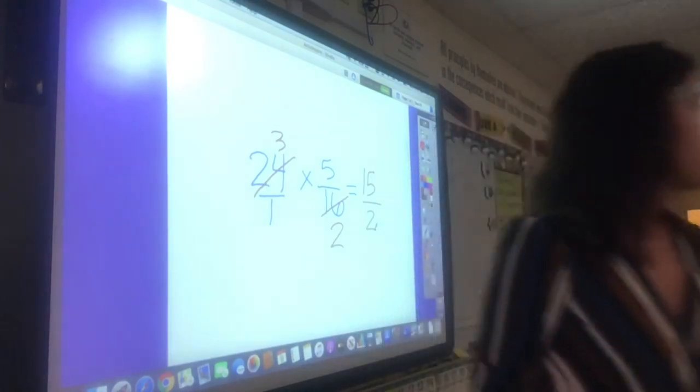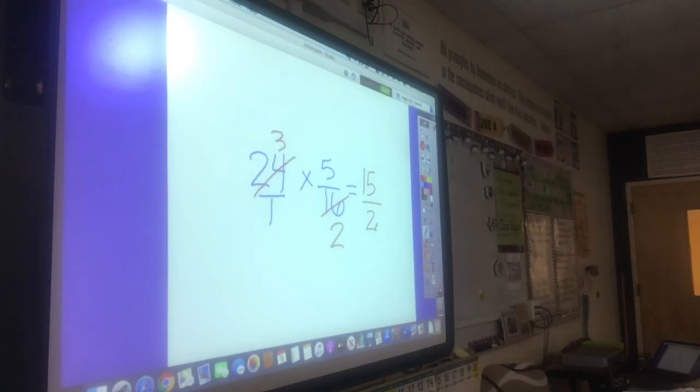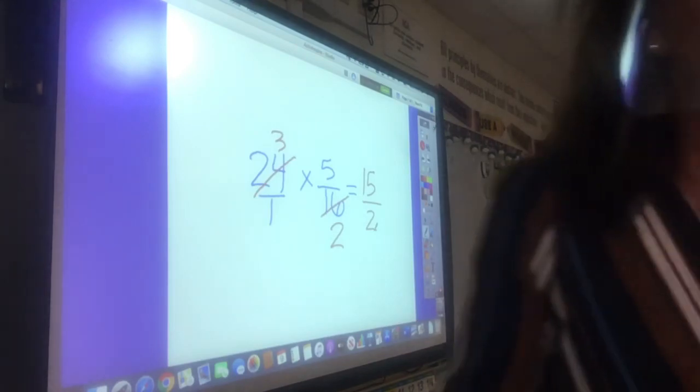Now, let me tell you something about 2. If there's an odd number on the top and there's a 2 on the bottom, your answer is always something and a half. If there's an even number on top, it goes in evenly. But 15 divided by 2 is something and a half. So what would we get for 15 divided by 2, Ryan? 7 and a half. Okay, so again, if you have 13 over 2, you're going to get 6 and a half. It's always going to be something and a half when there's an odd number on top and a 2 on the bottom.